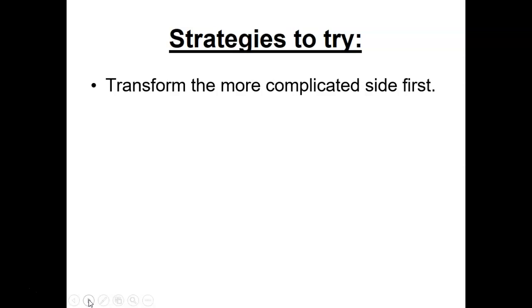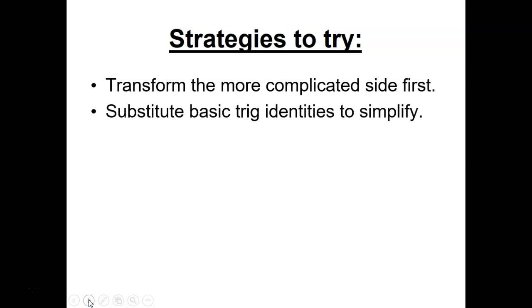Transform the most complicated side first. On the last problem, it was pretty clear which side needed some work and the other one was just going to stay the same. But it's usually a good strategy to start with the most complicated side first. You're going to substitute basic trig identities whenever you see them. So when you see sin squared x plus cosine squared x, put 1 there.